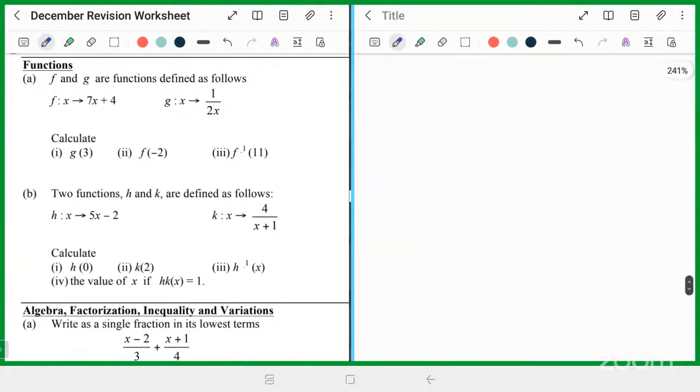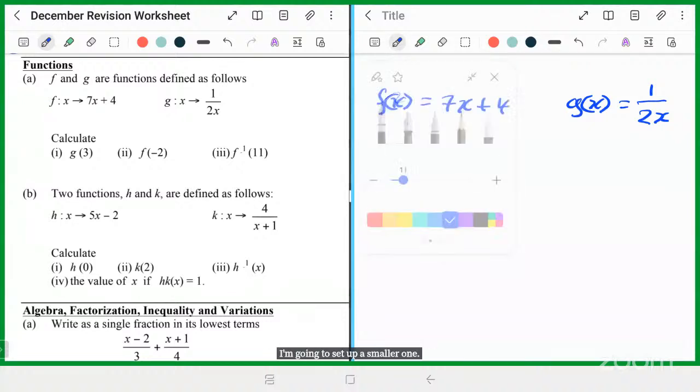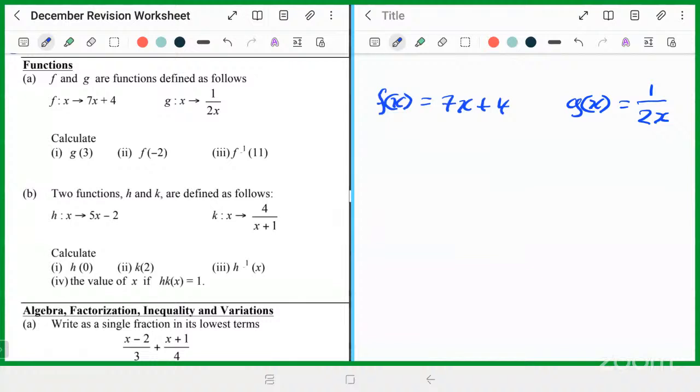All right. This gives us two functions. It says f of x is equal to 7x plus 4, and g of x is 1 over 2x. Let me set up a smaller. All right. First part wants g of 3.